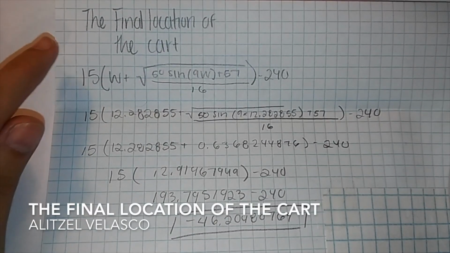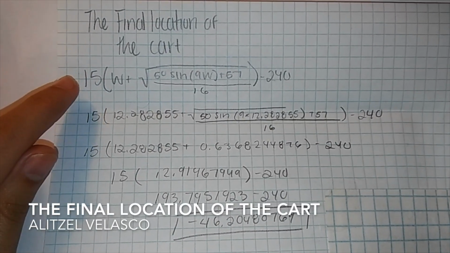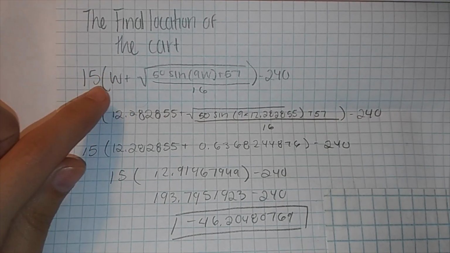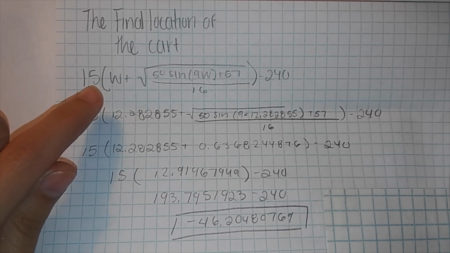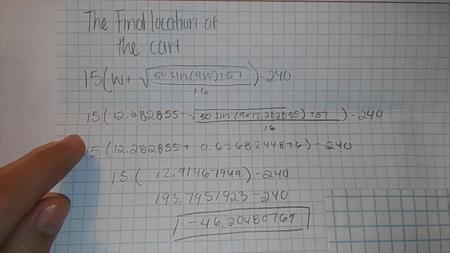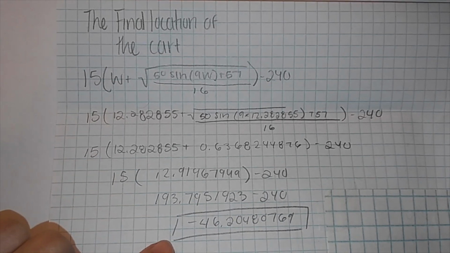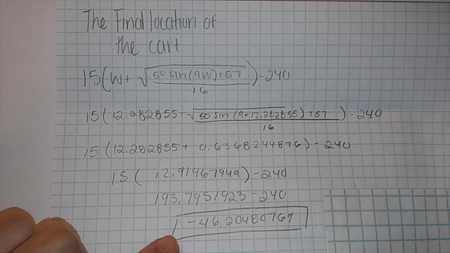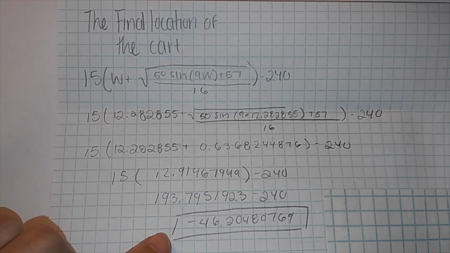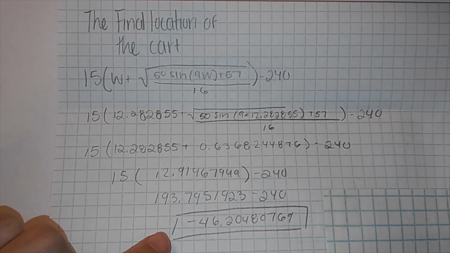In order to find the final location of the cart, we use the equation for the cart's horizontal distance and plug in w, the seconds after the diver is released from the 3 o'clock position. After plugging in the number, we were able to find the cart's horizontal distance. And because it's negative, we know the cart's horizontal distance is going to be on the left of the wheel and not on the right, because the right is positive.